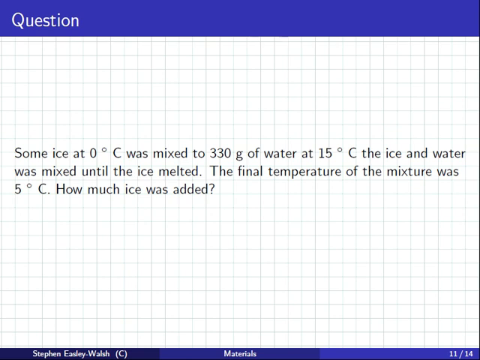So, here's the picture. I've got some water. What's the temperature of the water? 15. Put some ice in. How much? Don't know. Mix it together. Ice melts. Final temperature, 5. So, how much ice did I put in? Right, this is a harder one. Let me draw the picture for you.